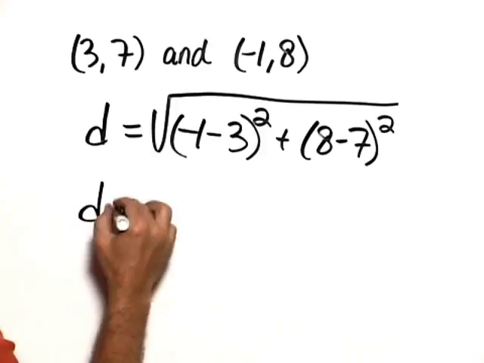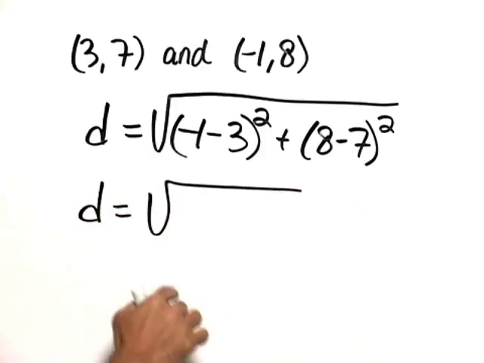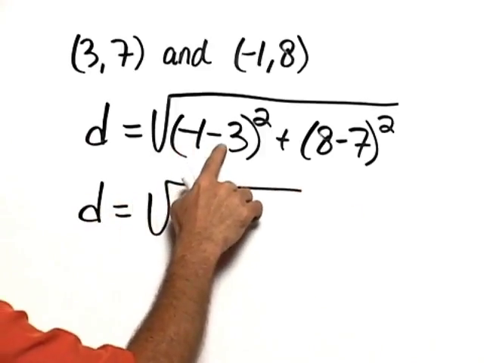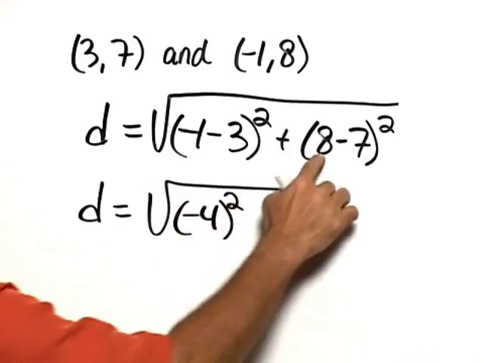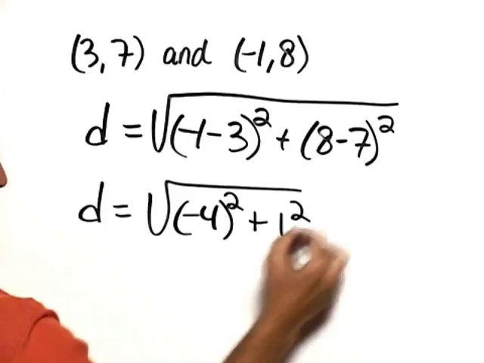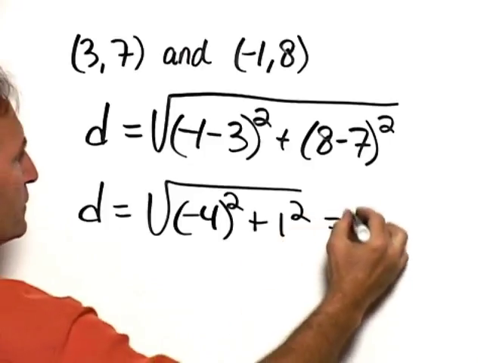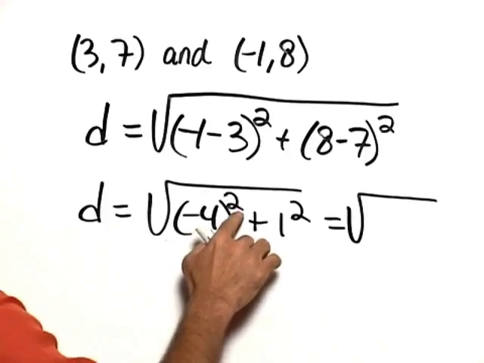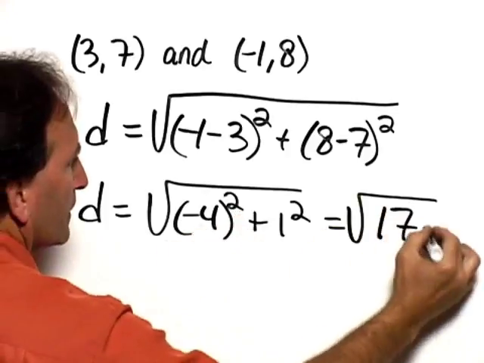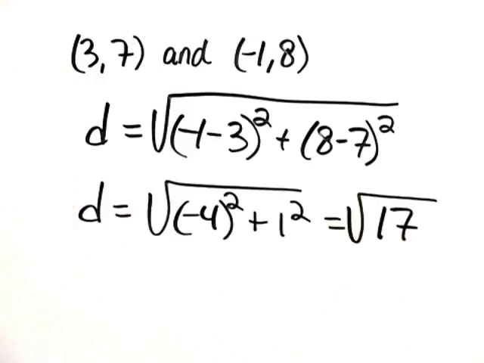So d will be equal to the square root of -1 minus 3, quantity squared, is (-4) squared. 8 minus 7 is, of course, 1, and that's 1 squared. So this would be equal to the square root of (-4) squared, which is 16, plus 1, so it's equal to the square root of 17.